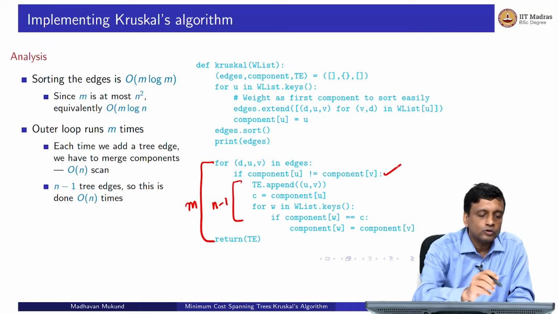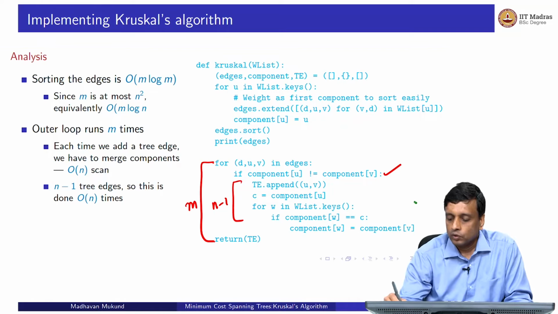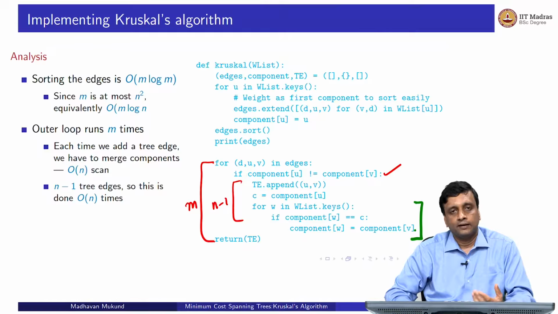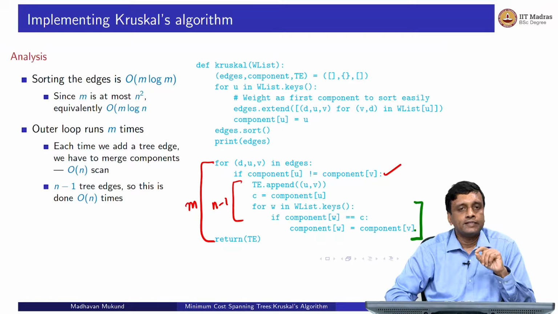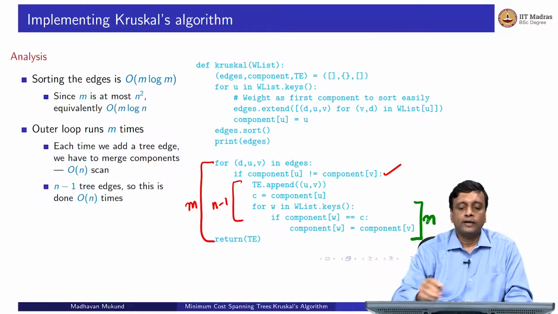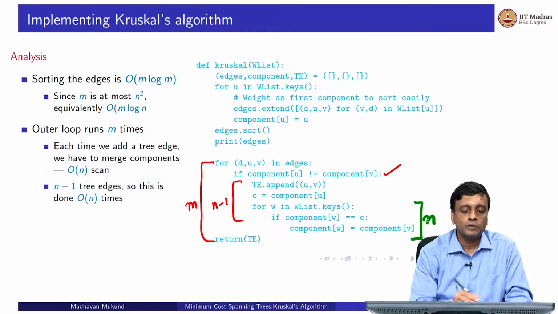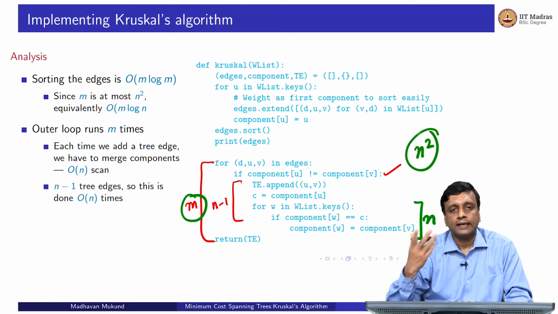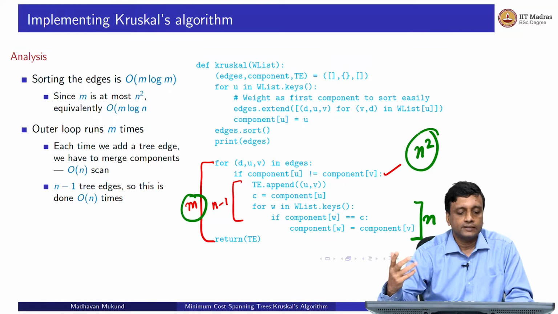But what I have to do in those n minus 1 times is to update all the components potentially which are there. It could be one, it could be a lot, but I have to scan all the vertices, and wherever I see a vertex whose component is the one getting merged, I have to update it, right. So this is an order n scan. So n into n minus 1 says inside this loop, even though the loop happens m times, there is actually an n squared amount of work being done, because n minus 1 times I am doing a scan of n vertices, right.